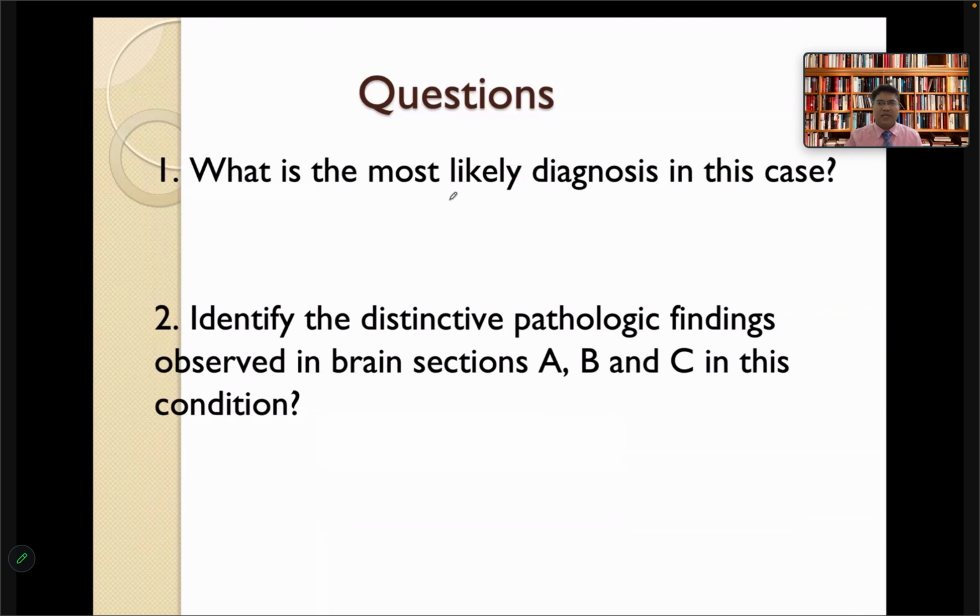So what is the most likely diagnosis in this case? Alzheimer disease. Just don't write Alzheimer, because Alzheimer is the name of the person, right? So write Alzheimer disease. Identify the distinct pathological findings observed in brain sections A, B, and C. So for A, you should write neuritic plaque. For B, write neurofibrillary tangles. And for C, write cerebral amyloid angiopathy.